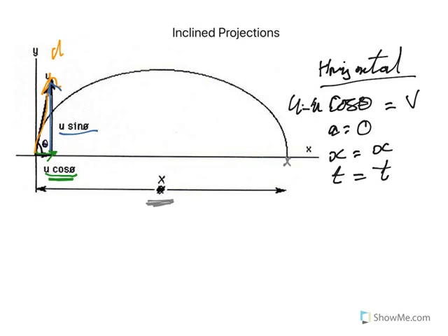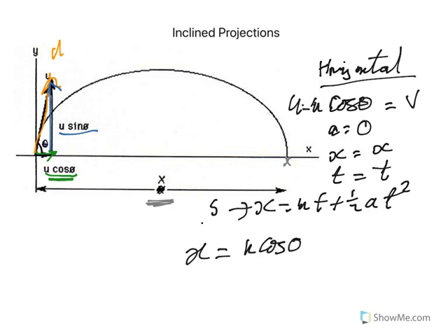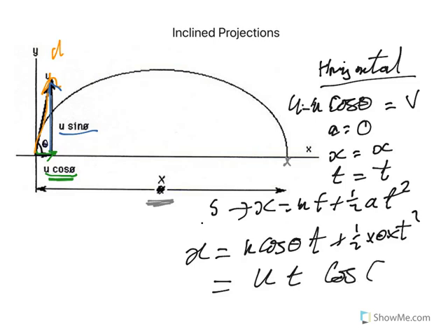So using x equals ut plus a half at squared. I think in your notes it's got s here. That s and x are interchangeable, depends on which book you look at. So when we do that, x, the distance it travels, would be u, which is u cos theta, times the time, and then a half times 0 times t squared. So we often see that as ut cos theta. So that is in the horizontal direction.